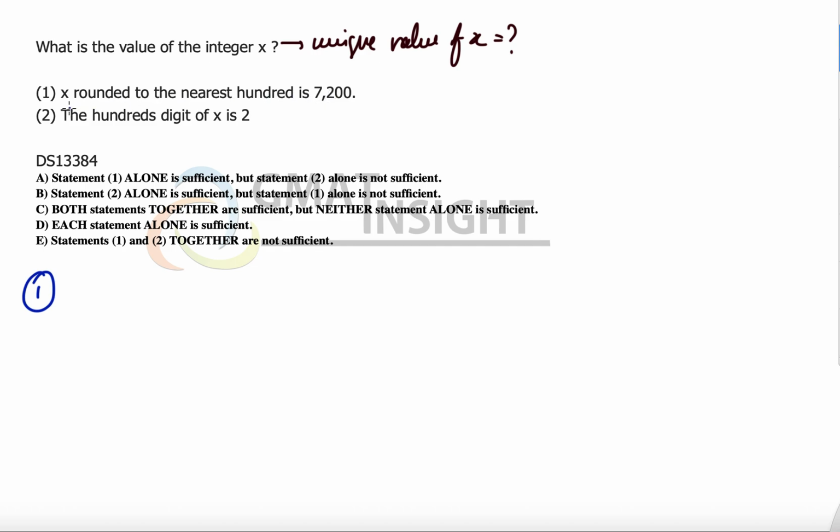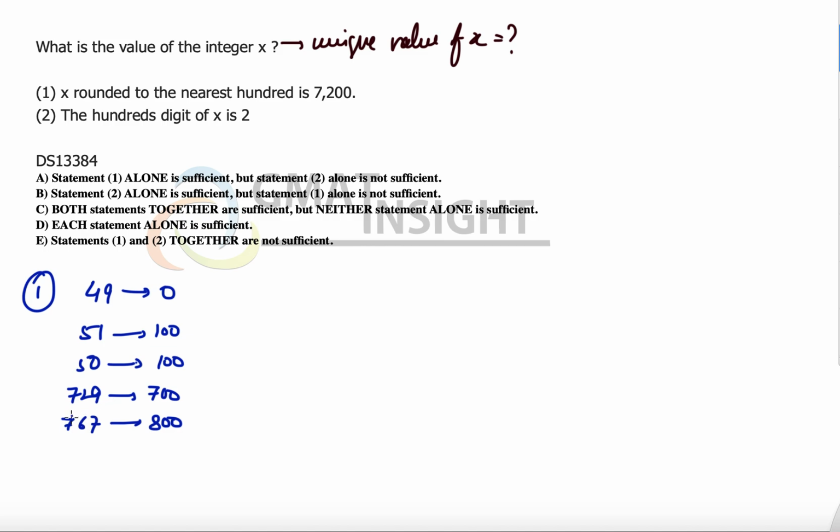Now let me quickly tell you what is the meaning of rounding off to the nearest hundred. If 49 is rounded to the nearest hundred, that becomes 0. If 51 is rounded to the nearest hundred, that becomes 100. Even 50 rounded to the nearest hundred becomes 100. That means if 729 is rounded to the nearest hundred, it is 700. And if 767 is rounded to the nearest hundred, it becomes 800, because the nearest hundred, which is closest to 767, is 800. So it's exactly like rounding off.